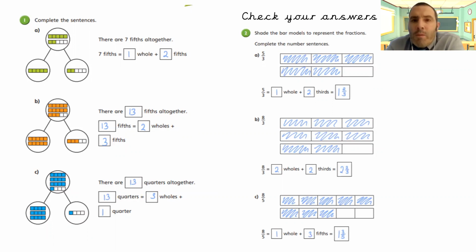So using bar models here, check your answers against what is on the screen. Give yourselves a tick if you've got it. If you haven't, correct it and have a look through, see if you can work out where it didn't quite go the way it should have done.